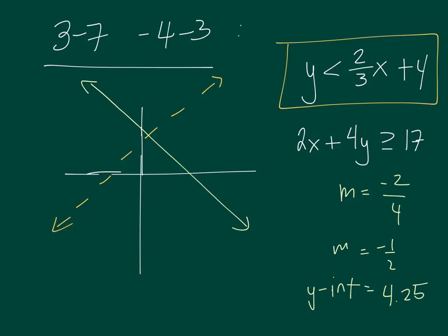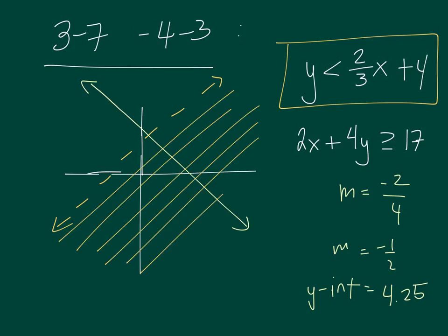At this point in time, James is right in the beginning. We can definitely shade underneath the dashed line because of this less than symbol, because it's in slope-intercept form. So we can definitely start by shading under here. Now the question is, do we shade above or below the solid line, the yellow one there? Not orange. This one we're doing is orange. Do I shade above or below?